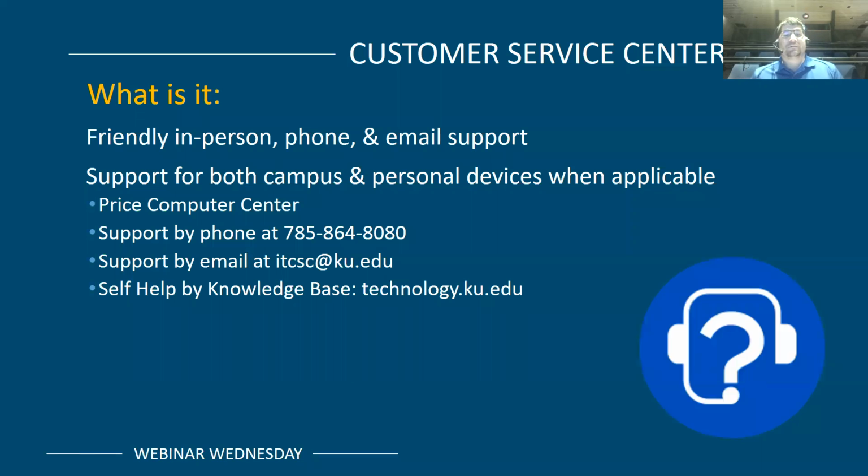If you would like to have support by phone, please contact us at 785-864-8080. For support by email, it's itcsc@ku.edu. One of the other nice features that we have here at KUIT is a self-serve knowledge base. Our knowledge base is really in depth, and it's constantly being looked at and updated every single day by our wonderful people in our customer service center.